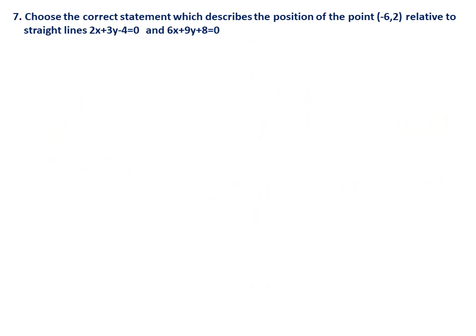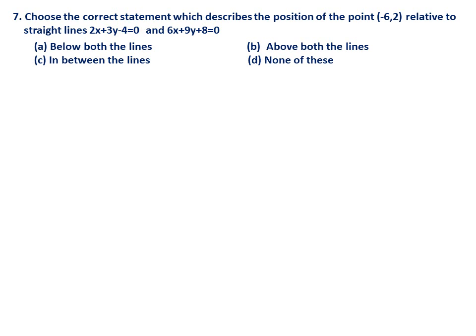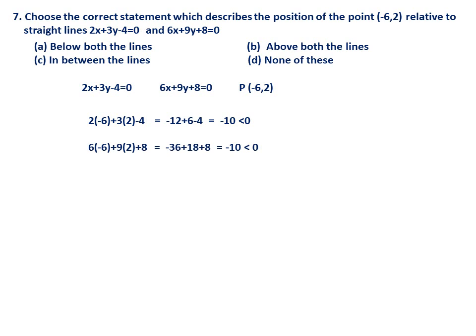Choose the correct statement which describes the position of the point (-6, 2) relative to the straight lines 2x plus 3y minus 4 equal to 0 and 6x plus 9y plus 8 equal to 0. So that means the options are: below both lines, above both lines, in between the lines, and none of these. So here the best method is like this. See, you can substitute the value (-6, 2). When you substitute in the first equation, it is negative, and similarly when you substitute in the second equation, that is also negative, which means both lines are on one side of the point, that is, the point is either above or below the given two straight lines. Therefore here the point is below both lines, because see, this also you can calculate.